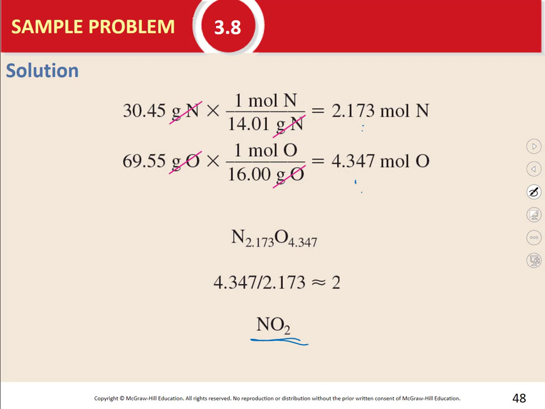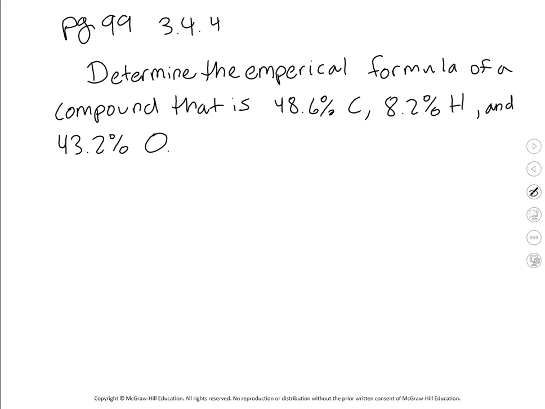So this is the example problem I was going to start off with today. This is checkpoint 3.4.4 on page 99 of your textbook. And I'm going to go ahead and tell you this one is not going to end up being a pretty nice whole number ratio, so you're not going to end up with one of them simplifying down to just 1. So let's go ahead and work through this problem. Determine the empirical formula of a compound that's 48.6% carbon, 8.2% hydrogen, and 43.2% oxygen.